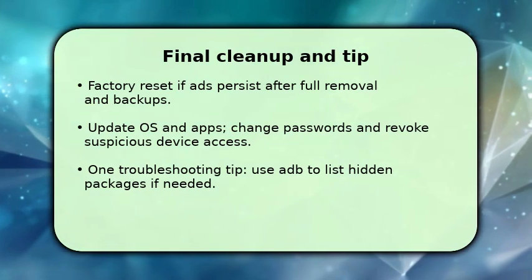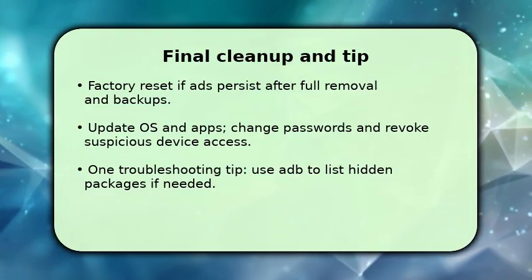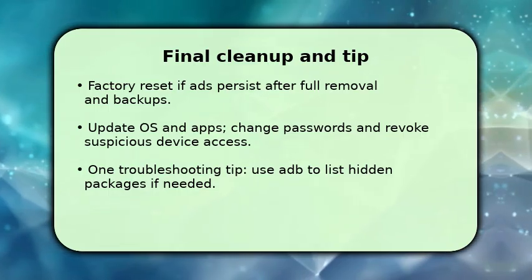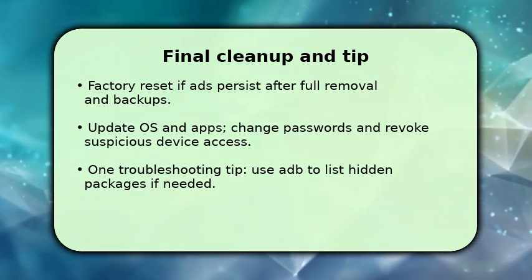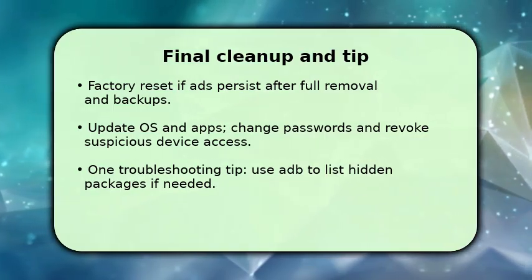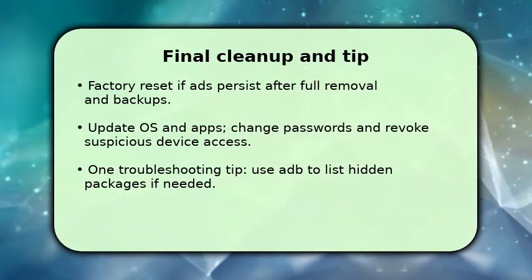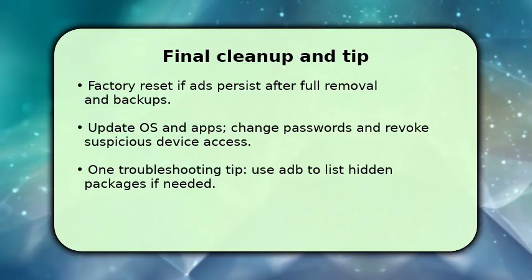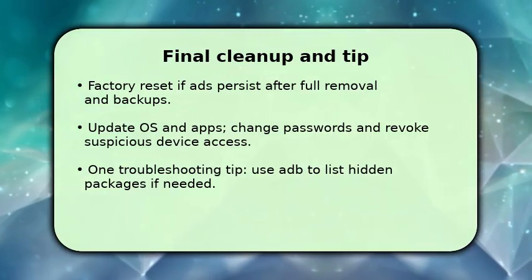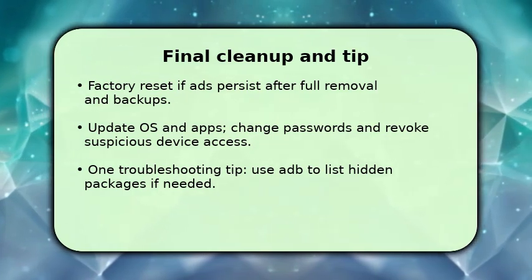You finish by securing the device. Update Android and all apps, change important passwords, and revoke device access for unknown accounts. If ads persist after thorough removal, back up your data and perform a factory reset. This clears deeply embedded adware. Once restored, reinstall apps selectively and scan each one. If you're comfortable, use ADB to list installed packages and spot hidden names. This helps find stubborn services. Make sure to monitor for reappearance and report any repeat offenders to Google Play.